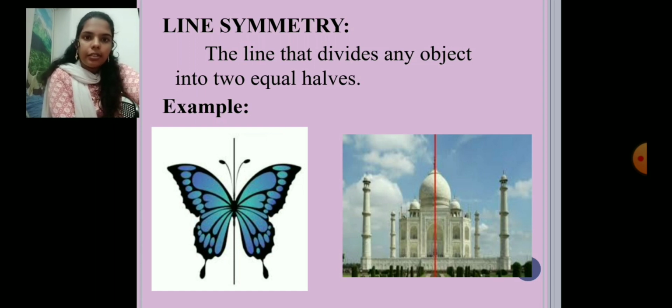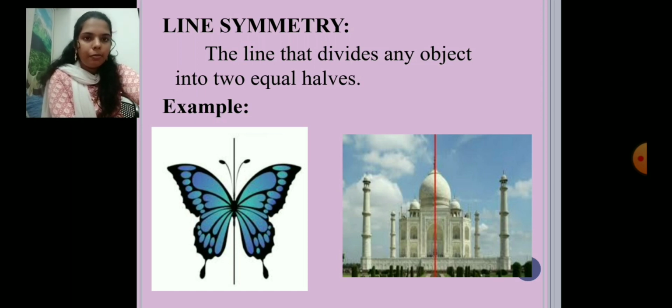Example, in this slide I have given two images. One is a butterfly and another is the Taj Mahal. In the butterfly, the center portion is cut using a line. Then both sides look beautiful and the same. Then the second object is the Taj Mahal. In the correct center portion, if we draw a line, both sides look the same and are of equal length, isn't it? It is known as line symmetry.